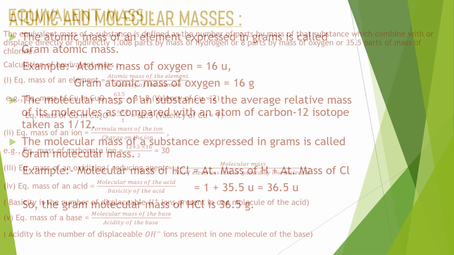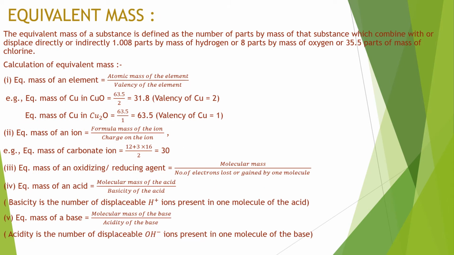Moving further, there is one more important term, that is equivalent mass. The equivalent mass of a substance is defined as the number of parts by mass of that substance which combine with or displace, directly or indirectly, 1.008 parts by mass of hydrogen, or 8 parts by mass of oxygen, or 35.5 parts by mass of chlorine.